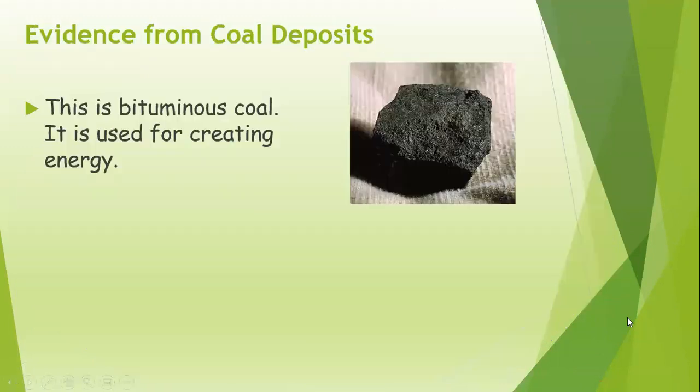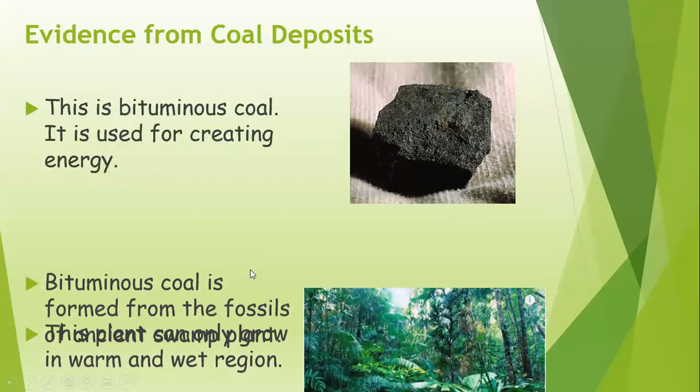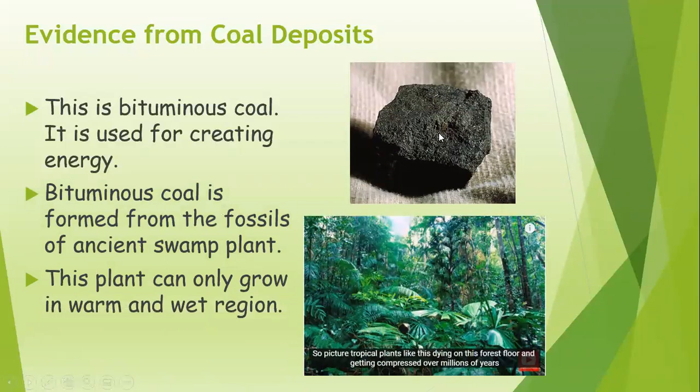Okay? Now, another evidence. Do you see this picture here, the coal? This coal here is called bituminous coal. It is used for creating energy. We are using it today also to create energy. Now, as you remember, coal, oil and natural gas are fossil fuels, and fossil fuels are energy sources that are created from fossils, and fossils are dead remains of plants and animals from millions of years.